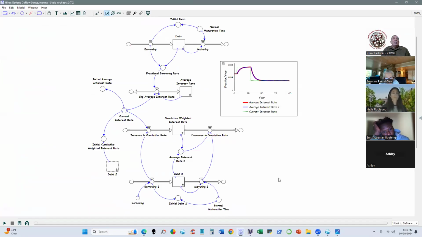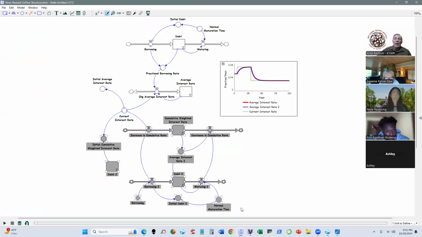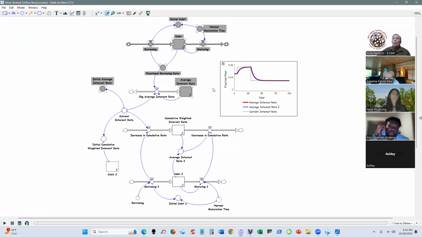This is the traditional coflow structure down here in system dynamics. Then this is Jim Hines's revision to it, and I just put them in the same model on the same graph, so you can see they're identical. What we have here is some entity that's borrowing, and they're accumulating debt, and then they're slowly paying it off.